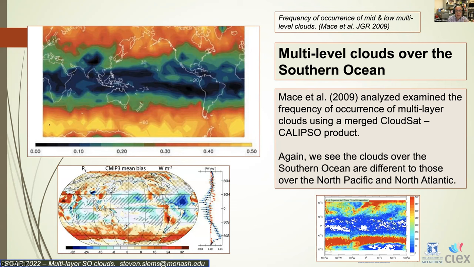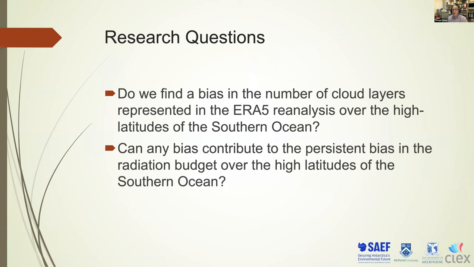But what you also see is that this multi-layer structure is most prevalent over the high latitudes, where we get the radiation bias. We want to understand if this multi-layer structure could be contributing to it. Do we have a problem in the models with multi-layer structure? So our question is: do we find a bias in the number of cloud layers represented in the ERA5 reanalysis over the high latitudes of the Southern Ocean? Can any bias contribute to the persistent bias in the radiation budget over the high latitudes?